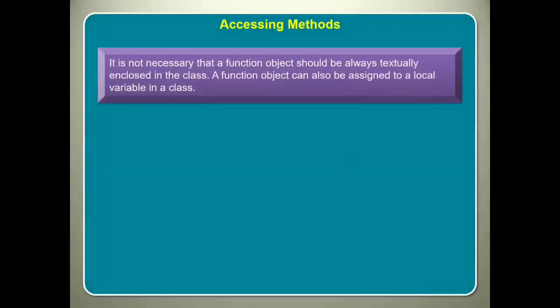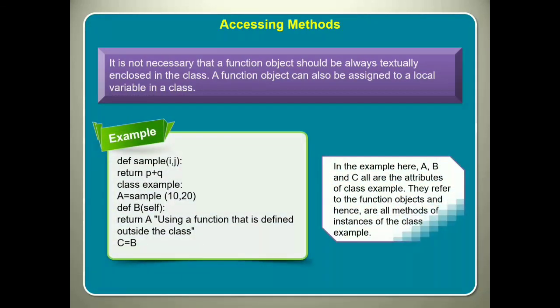It is not necessary that a function object should always be textually enclosed in the class. You can also assign a function object to a local variable in a class. For instance, in the following example, A, B, and C are all attributes of the class example. They refer to function objects and hence are all methods of instances of the class example.